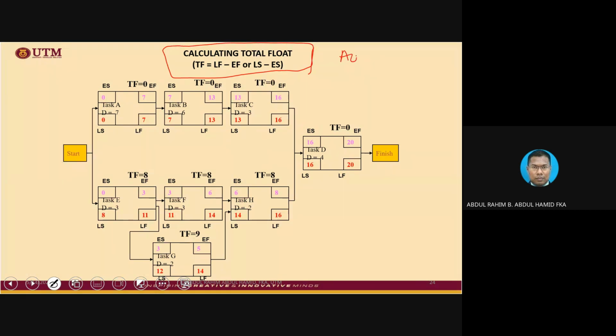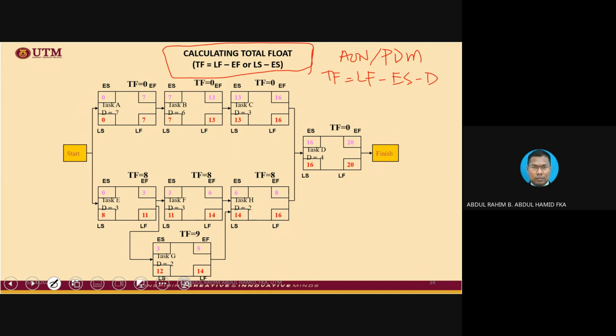For AON and PDM, you can use this formula. It will always work. Why? Because in that particular box, all those values belong to that activity. It is not being shared. So you can use this formula, or you can use the same formula that I told you before: total float equals late finish minus early start minus duration. But it will take a longer period to calculate using this.